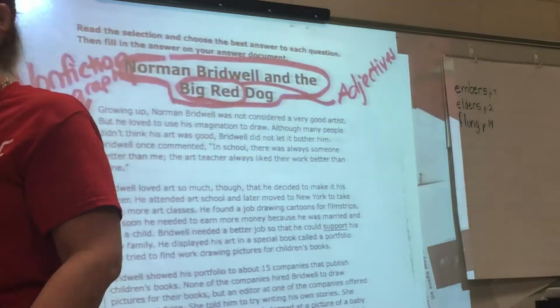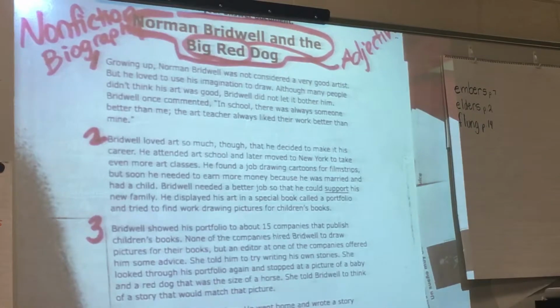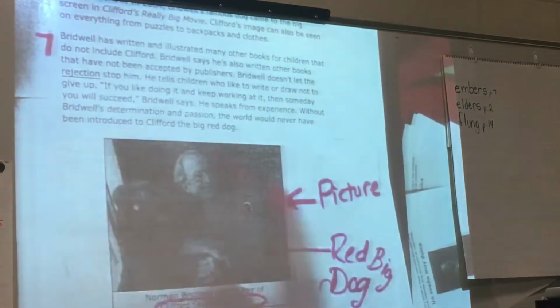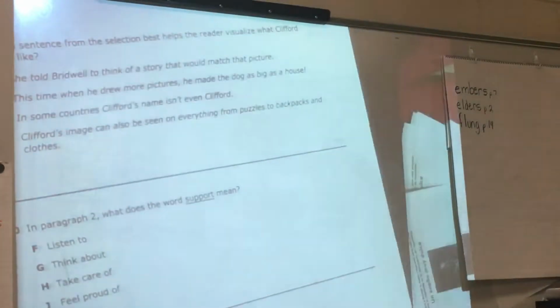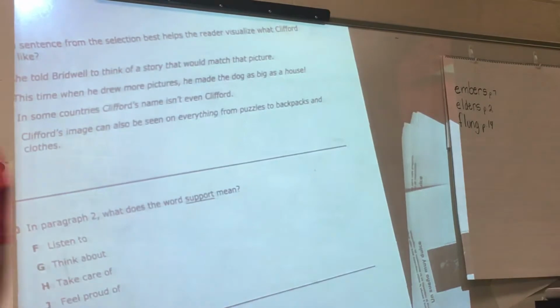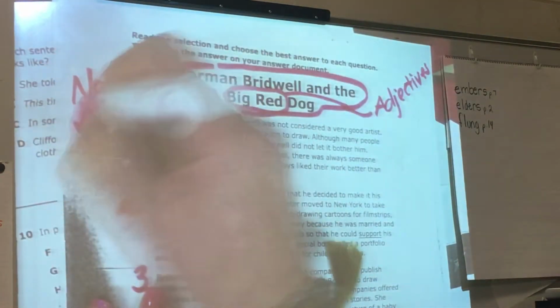So we annotated already our story. How many paragraphs do we have in total? Seven. It has seven paragraphs. By now you should have already read it like three times. And if you read it, you realize that this story was a biography. Am I correct? Yes. So if it was a biography, let's put a check.